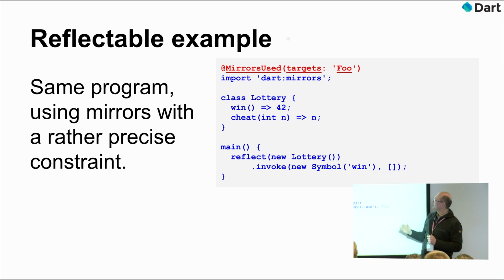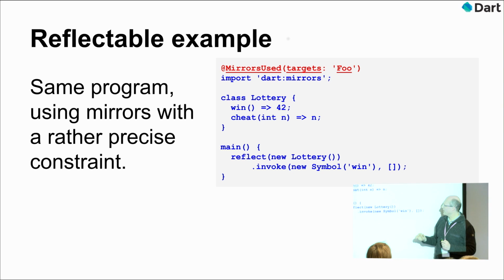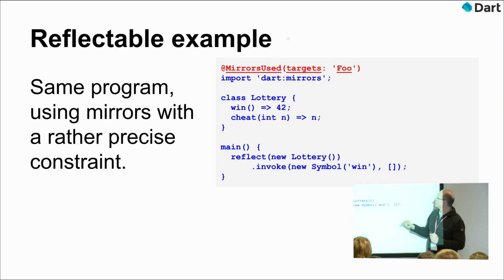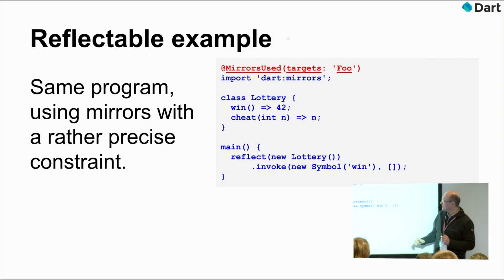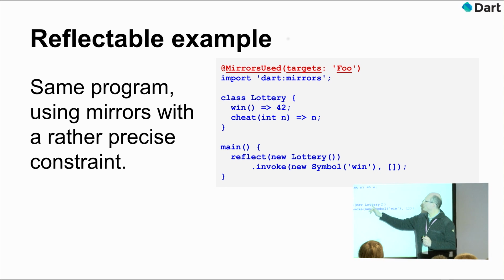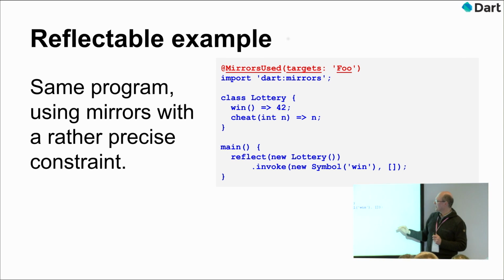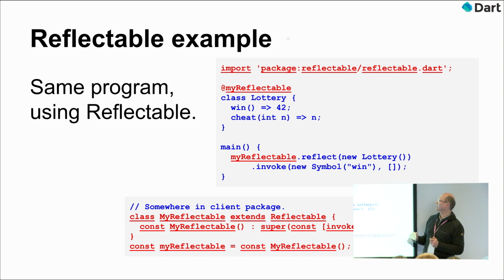So that's here. And in particular, one of the things you can say is that the targets are foo, and that means, oh, sorry, that's going to be Lottery here. So the target is Lottery, and that means that you're only going to use reflection on this particular Lottery class. And that means that you can generate much tighter code. You don't have to have as much information about the program preserved as you would have if you're just using reflection in an unrestricted manner.